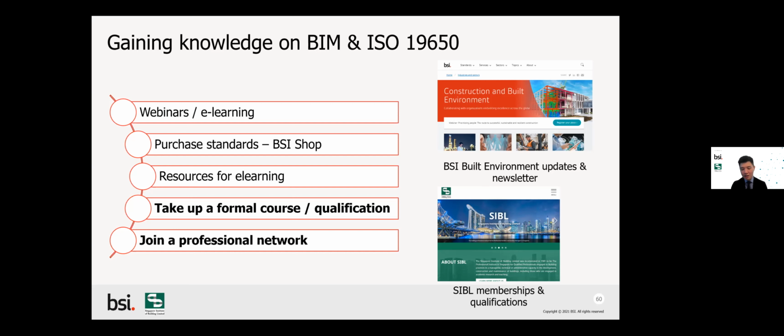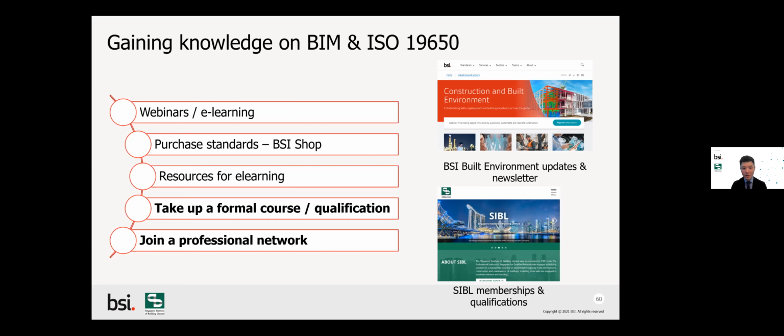And finally, the last two portions I think will be very crucial, especially if you're currently holding the role of being a BIM manager or, in a certain capacity, a technical manager as well, is to take up a formal course which will allow you to understand the important knowledge that is required for you to implement ISO 19650 as well as BIM within your organization. And then of course a qualification, if you would like to further be recognized on your competence and your knowledge, which will help you set yourself apart from your competitors.